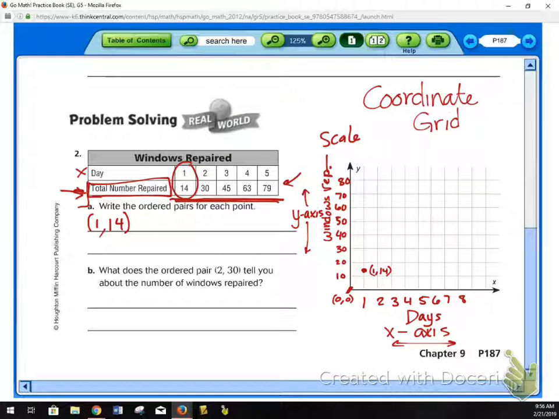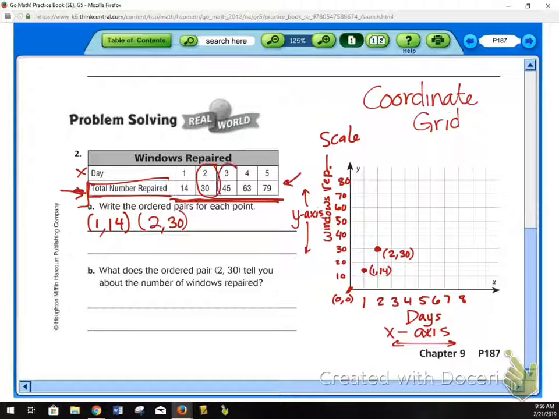My second ordered pair is here at 2, 30. 2 and 30. So, x coming first, y coming second. I come to my chart and I go 2. I'm here at 2 on my x-axis, and then I go up to 30. So my second ordered pair is 2 and 30.